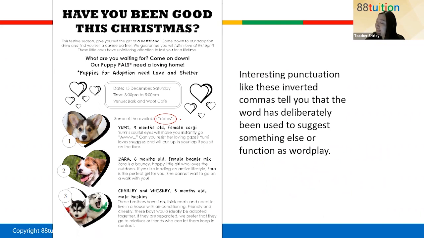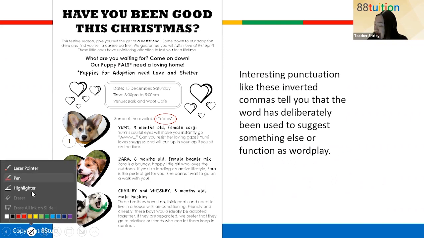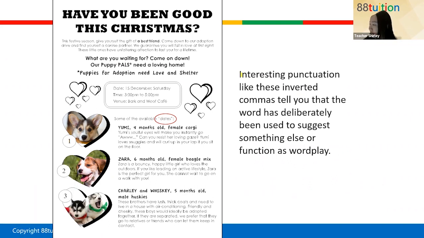What about inverted commas? So remember I said dates, right? Inverted commas. So what does the inverted comma tell us? Interesting punctuation such as inverted commas tells us that the words that are used are actually deliberate. Okay, it's something like a word play. It's trying to suggest something else. Do they really mean it's a date? Do you know what it means by a date?